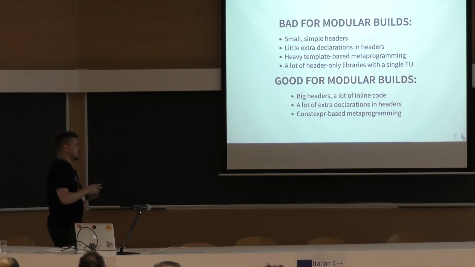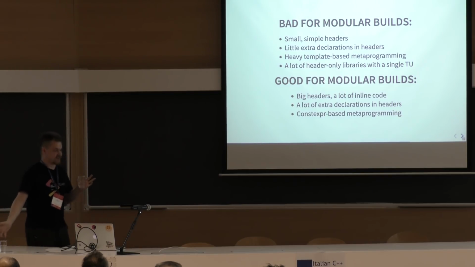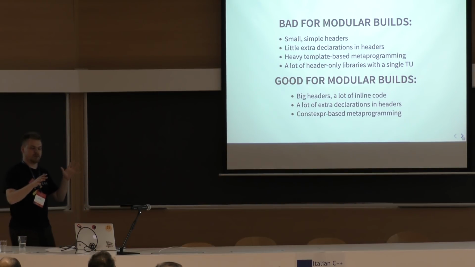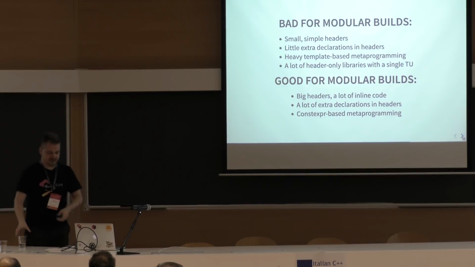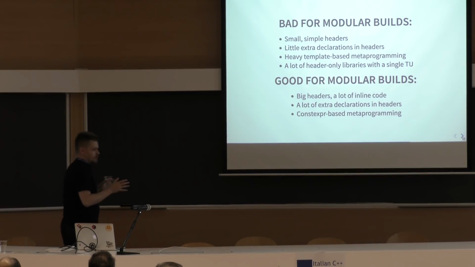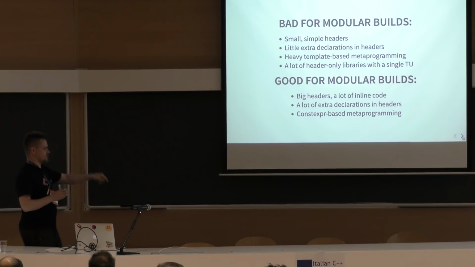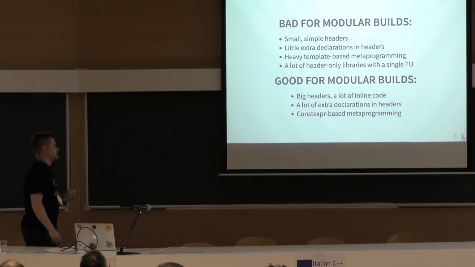So if your project consists of small, simple headers with a lot of code in the translation units using CPP files, and all the declarations of headers are actually used in your translation units, or if you do heavy template-based metaprogramming, where your headers just do nothing and you do all your work in your instantiations in your CPP files, or if you have 1 billion lines of header-only libraries all included in a single translation unit, modules probably won't be very beneficial to you for the build speed.